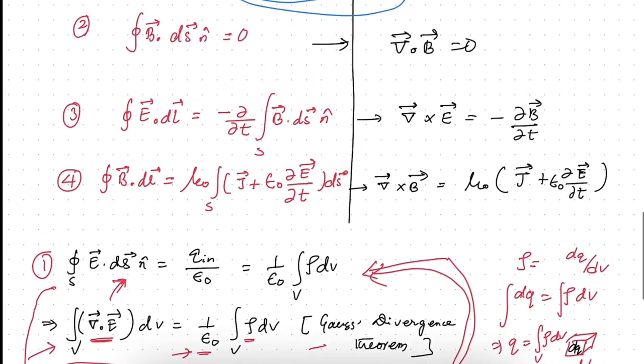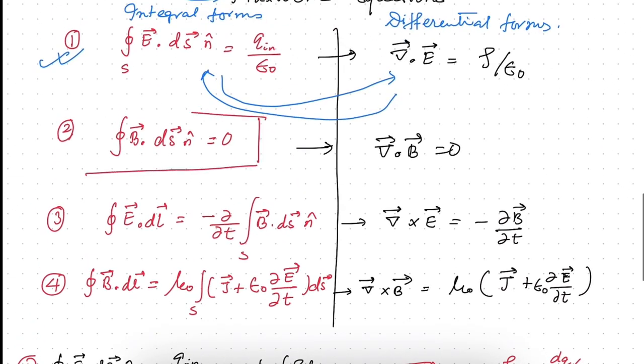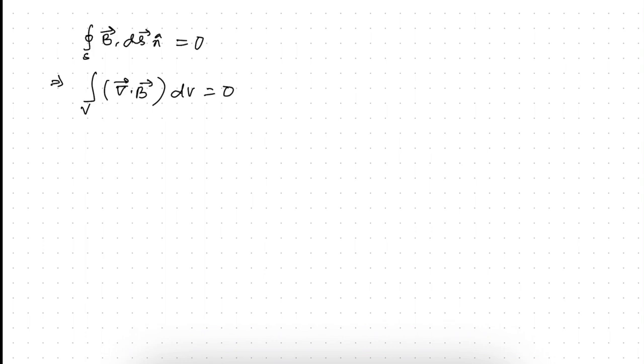The next equation is this one. The surface integral of B dot dS. This is nothing but Gauss law of magnetostatics, for the magnetic field, equal to 0. Again, convert this surface integral to a volume integral. That volume integral is going to be del dot B dv equal to 0. So here again, we have applied the Gauss divergence theorem.